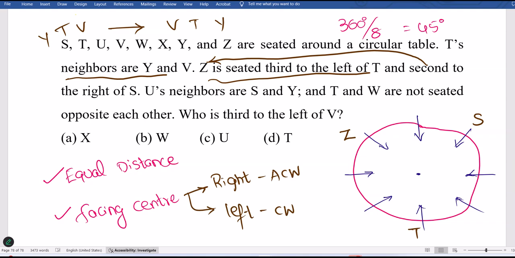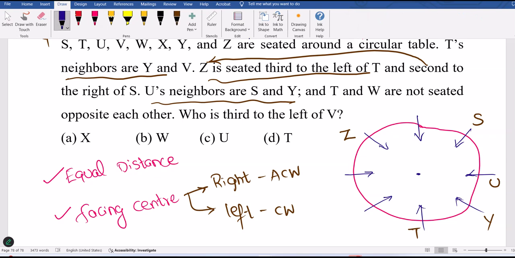Next, U and U's neighbors are S and Y. Now listen, we have to focus on the Z, S, T connections. S has one statement related. U's neighbors are S and Y. If I put U here, S and Z are neighbors, not correct. U here, S and Y are neighbors. Okay, pretty much clear. Now go for the previous pending statement.